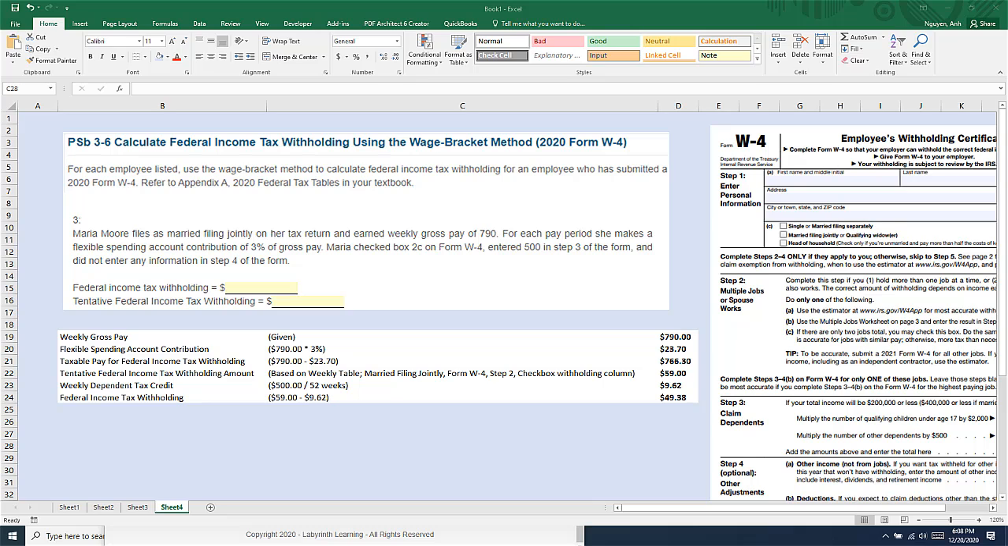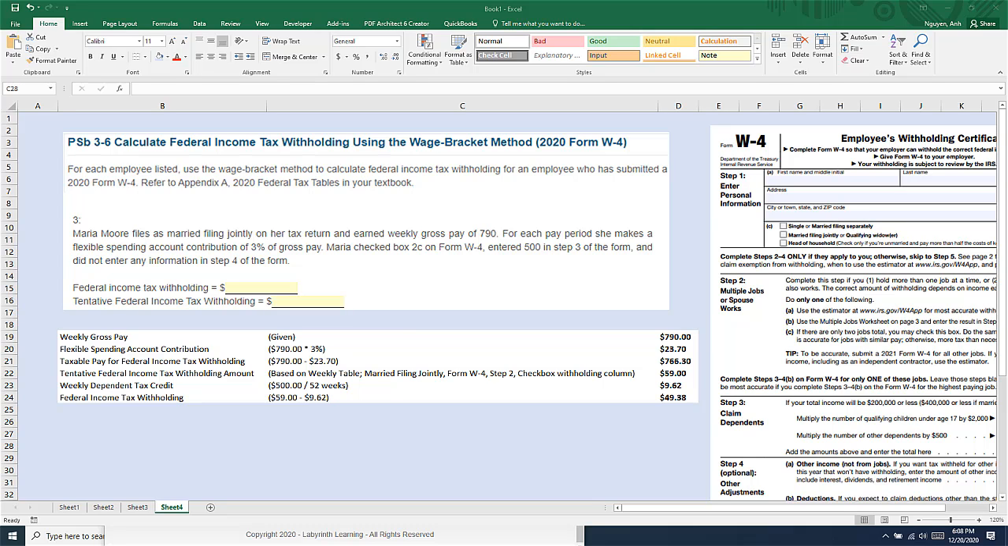This video goes over how to calculate the federal income tax withholding. This means that the employer withholds pay from the employee's paycheck. So the gross pay that's earned will be reduced and becomes net pay as a result of deductions. And one of these deductions is the withholding of federal income tax, and the employer will remit it to the federal government. Let's go over how to calculate it.